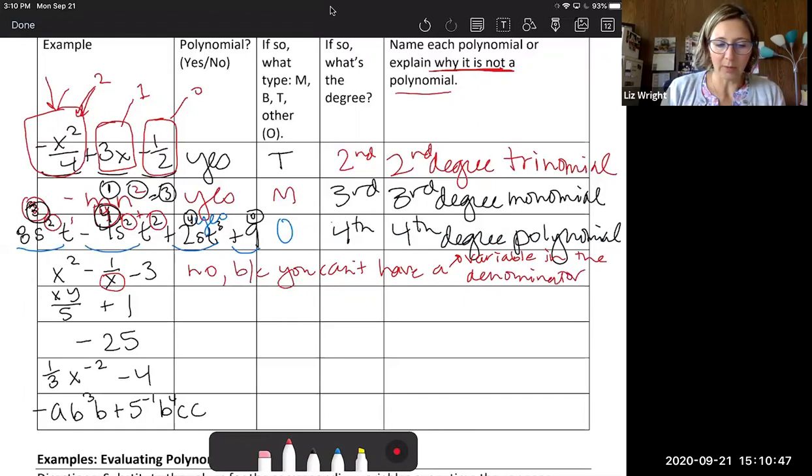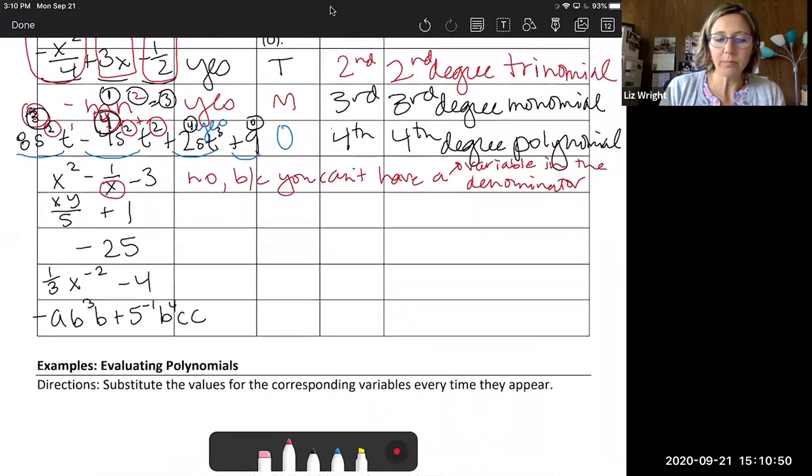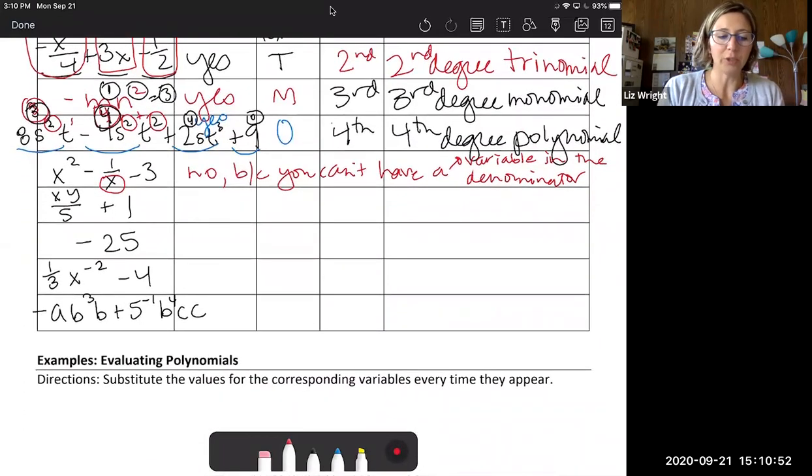The other one I want to look at with you is the very last one. So this very last one, I'm going to urge you to see if you can rewrite it somehow. So here we could say, well, maybe this is like a negative a b to the fourth because we're adding up those exponents. And then we've got plus 5 to the negative 1. That's also the same as 1/5, right? So 5 to the negative 1 is the same as 1/5. Just don't let that confuse you there. And then you've got b to the fourth c squared.